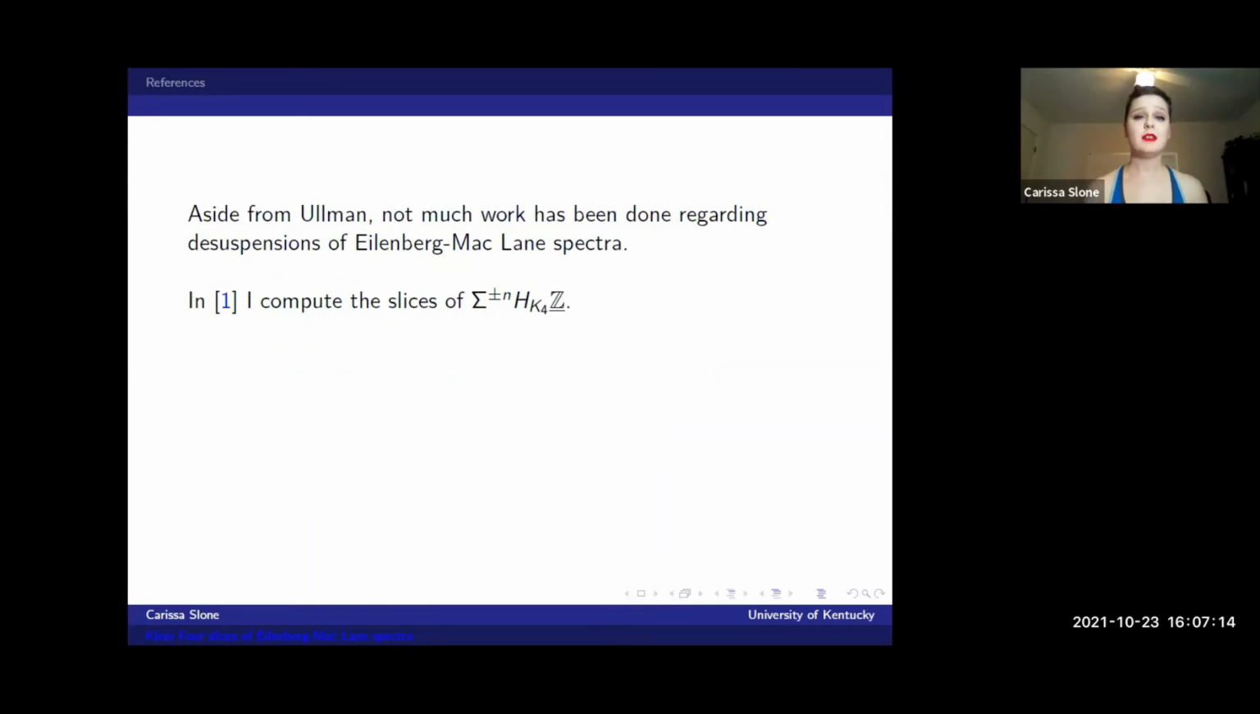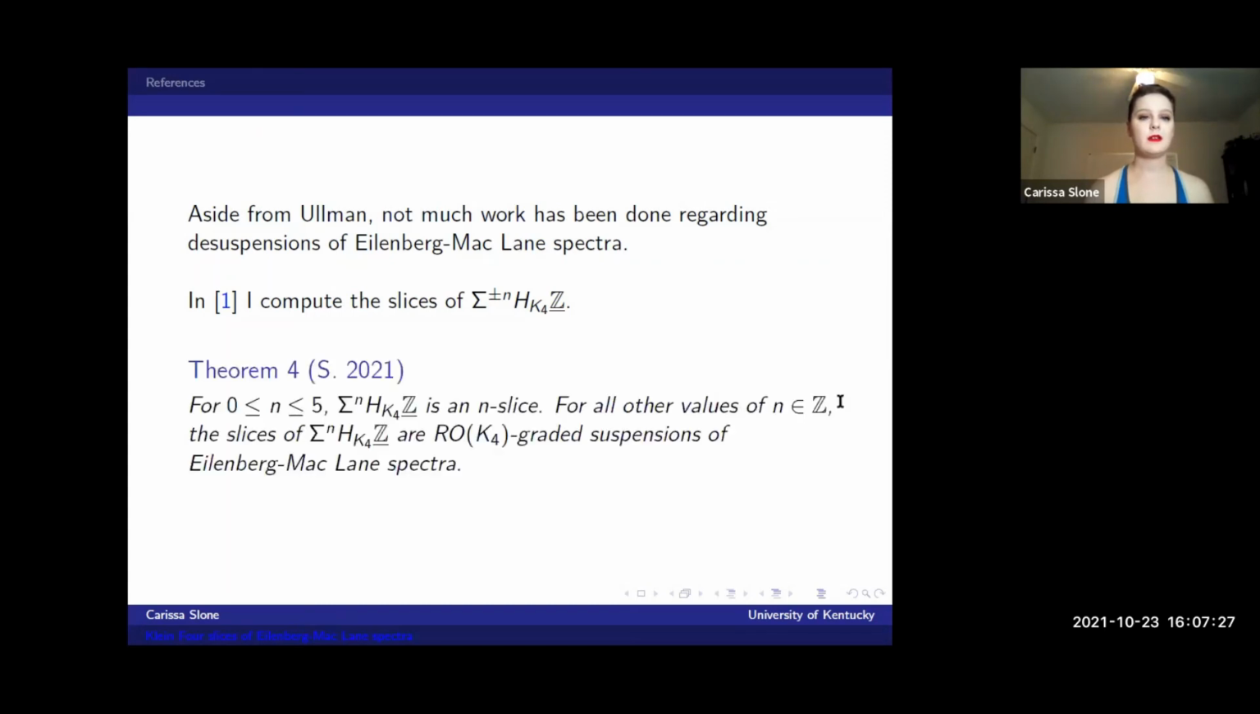Aside from Ullman, not much work has been done regarding RO(G)-graded suspensions of Eilenberg-Mac Lane spectra. In my paper, I compute the slices of sigma plus or minus n HK4 Z. For n between 0 and 5, it turns out that sigma n HZ is an n slice. Then for every other value of n, the slices of sigma n HZ are RO(K4)-graded suspensions of Eilenberg-Mac Lane spectra.